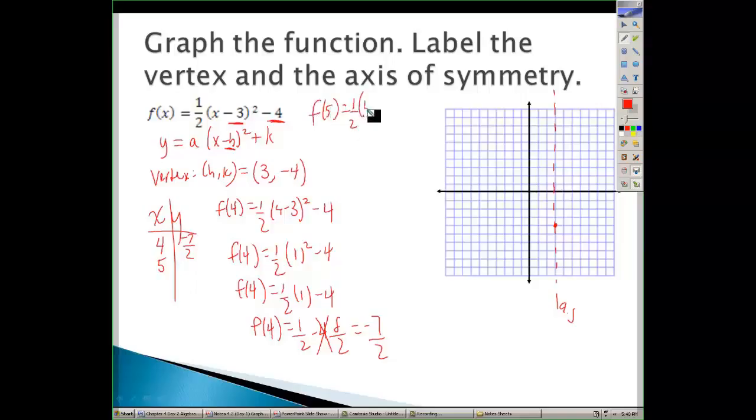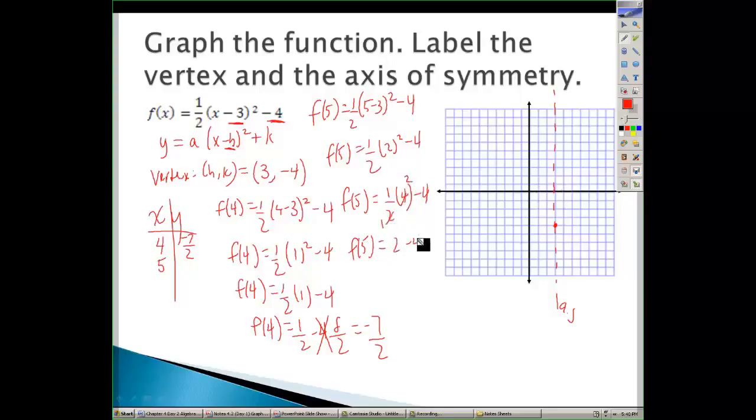We'll take 1/2 times (5 minus 3) squared minus 4, and we'll continue on through all the work here. I'll just work it out for you so you can see what's going on. Make sure you square it before you multiply. You need to follow order of operations still. 2 minus 4, so f of 5 actually equals -2. And there's all the work that I did for it. So f of 5 equals -2.